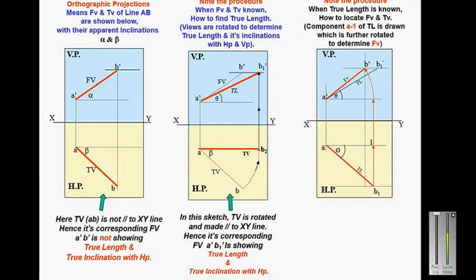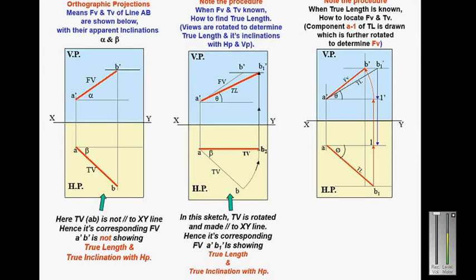So if the true length is known, if AB1 is the true length, that line is inclined with VP and makes an angle of phi degree with VP. You project that B1 to the line which is parallel to the line passing through the point A dash, and then rotate it, you will get the point B dash on the locus line. Join A dash and B dash, it will be the front view, and that makes an angle of alpha degree with the HP.